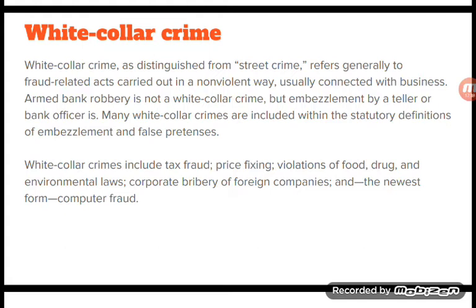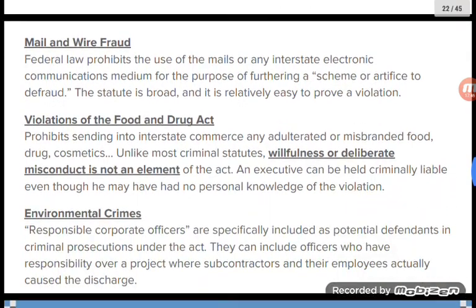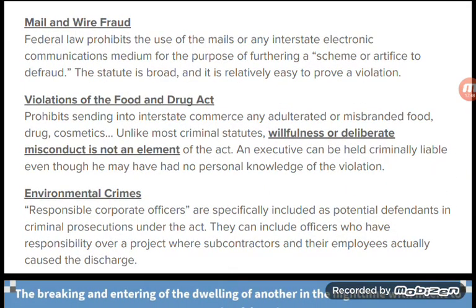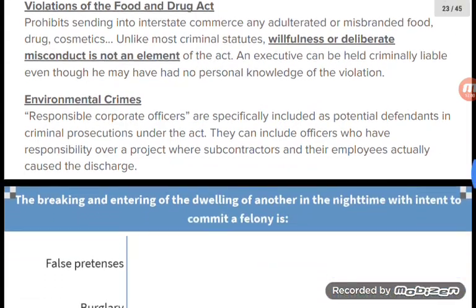So here we have tax fraud, price fixing, violations of food, drug, and environmental laws, corporate bribery, etc., the newest form, computer fraud. Mail and wire fraud, violations of the Food and Drug Act, environmental crimes. There's going to be different levels of intent required for these crimes. Usually, you're going to have a lesser degree of intent required.